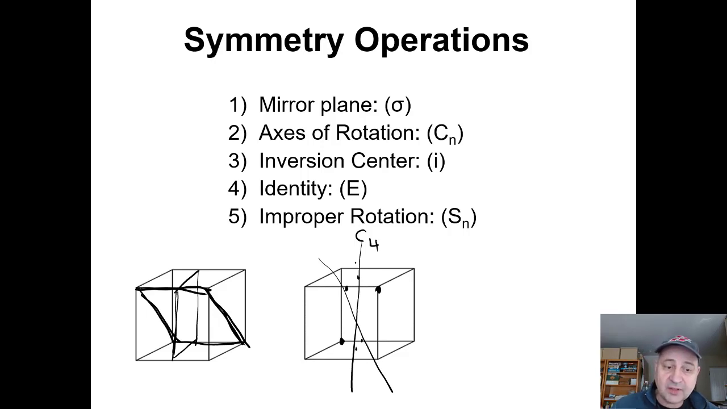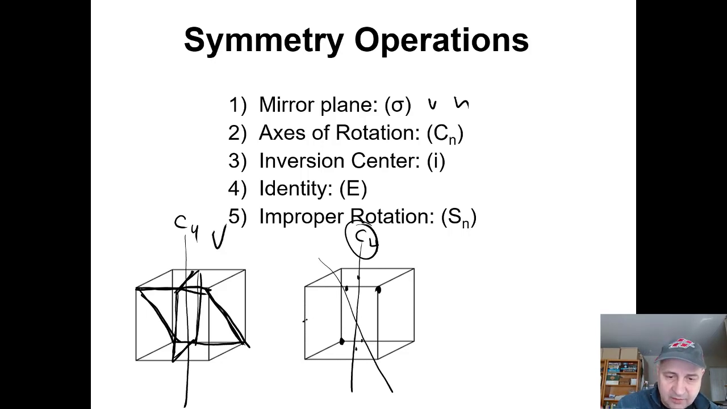And we also need to assign the mirror planes. They're either vertical or horizontal with respect to the principal axis. And so if we make this the principal axis, then the mirror plane that I drew here first would be along that C4. It would be considered a vertical mirror plane. And then if we draw a plane here like this through the center, that would be a sigma H, a horizontal mirror plane.